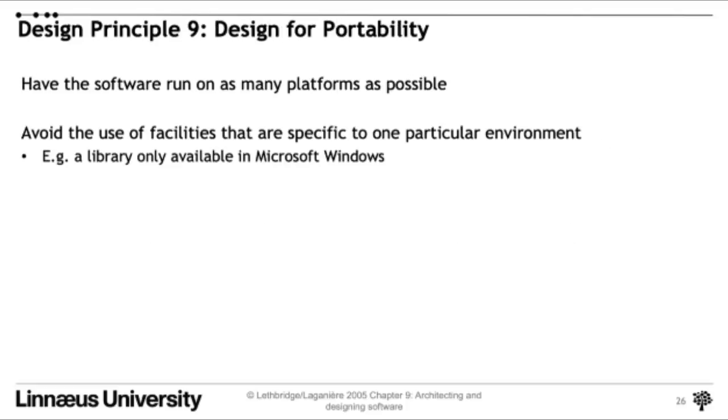Then principle 9. I have to speed up. Try to have the software run on as many platforms as possible. In that case you can reach more customers, and you don't struggle with specific technologies. For example, avoid the use of facilities that are specific to only one particular environment, for example only Windows, or only Linux, or only Mac OS if you are Apple customers.